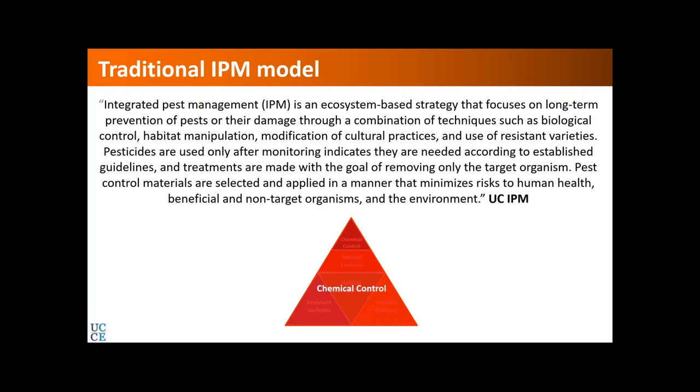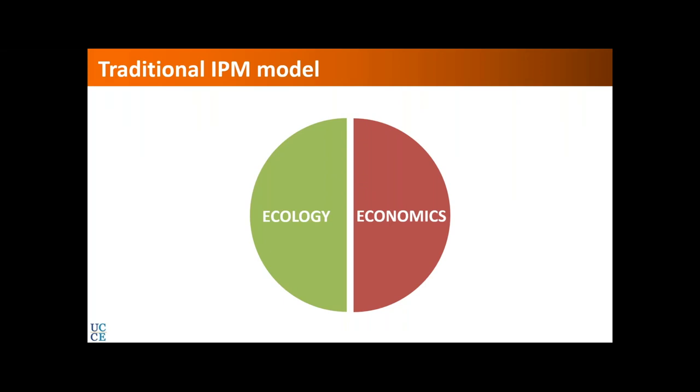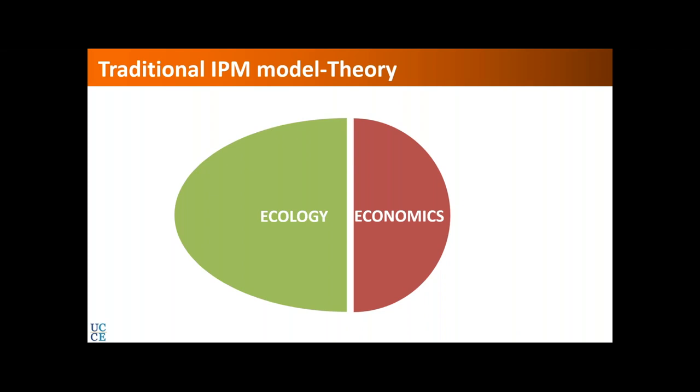So when we have a system like that, for the traditional IPM model, the emphasis is on maintaining ecological balance and making decisions based on when it is necessary to prevent losses. So it is both based on ecology and economics. But if you look at the theory, there is a heavy emphasis on ecology. You frequently hear that you need to protect the environment, protect the natural enemies, pollinators, and make sure that whatever practice is followed is not affecting environmental and human health and so on. So you see a heavy emphasis on the ecology.